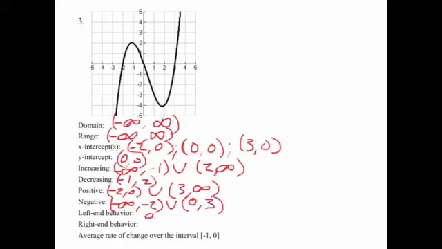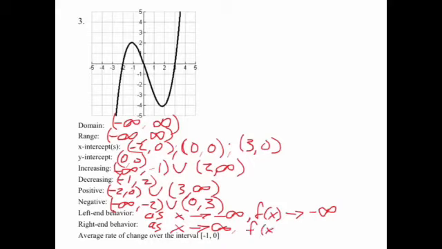And then we got left end behavior. As x approaches negative infinity, my function is going to approach... well, if you could keep going left forever, the function keeps going down forever. So that's going to be my left end behavior. As x approaches positive infinity, my function keeps going up and up and up. So my function is going to go to positive infinity.